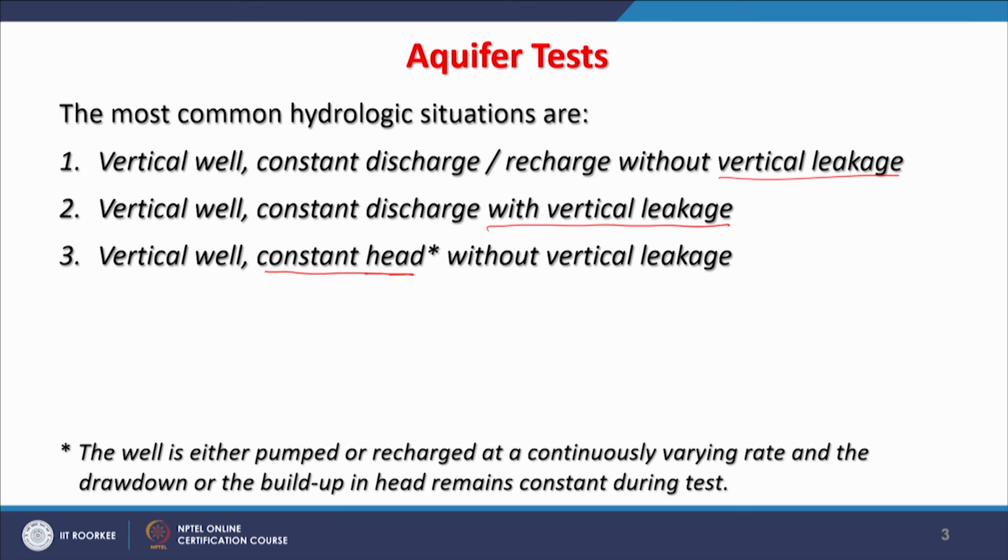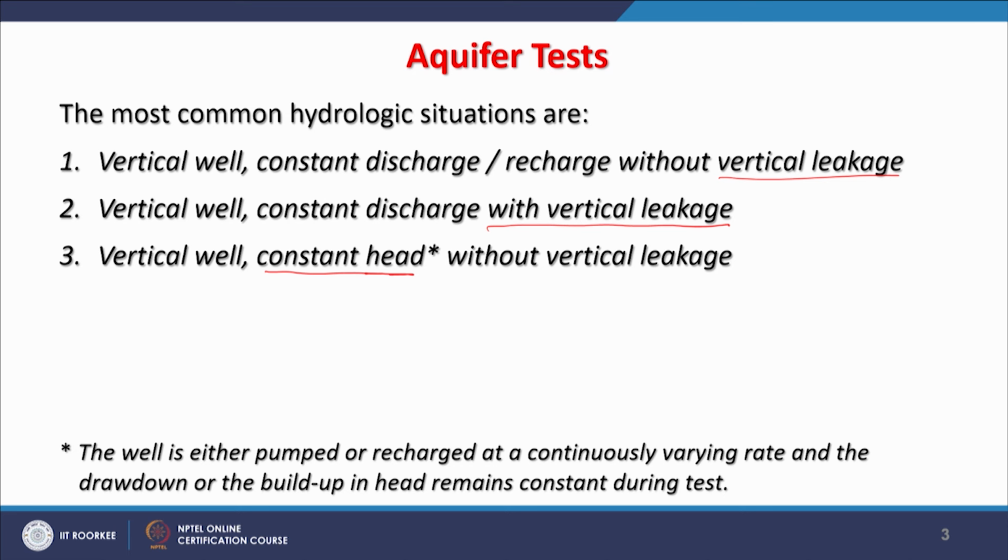So, what basically we mean by constant head is that the well is either pumped or recharged at a continuously varying rate, and the drawdown or buildup in head remains constant during the test. This is where we say constant head, or you can also call it constant water level, in a little loose sense. Now, in all these three situations so far, what we see common is the vertical well. In groundwater engineering, we mostly talk about vertical wells.